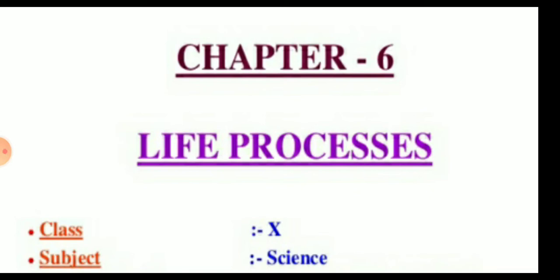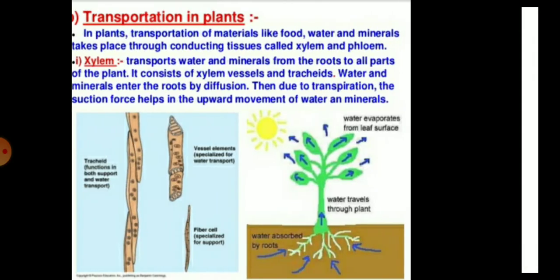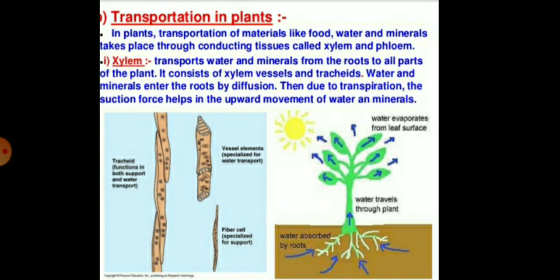So, children, today we are going to continue chapter number 6, Life Processes. We have completed animal nutrition, plant nutrition, and the respiration topic in this chapter. So, today we are going to start the topic transportation in plants.